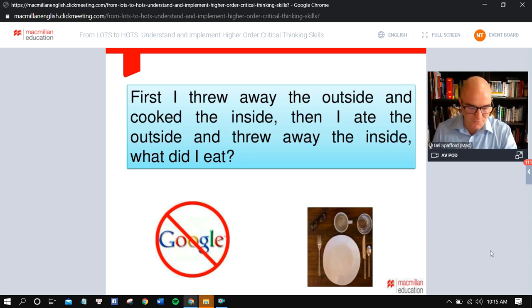Okay, I'm going to open the chat box now. If you know the answer, please type it in the chat box or guess the answer. Yeah, we've got an answer. Yes. Corn is the correct answer. Sweet corn. So if you have some sweet corn, you tear off the outside leaves, you cook the inside, then you eat the outside, the corn itself, and then you throw away the inside, of course. Excellent work.